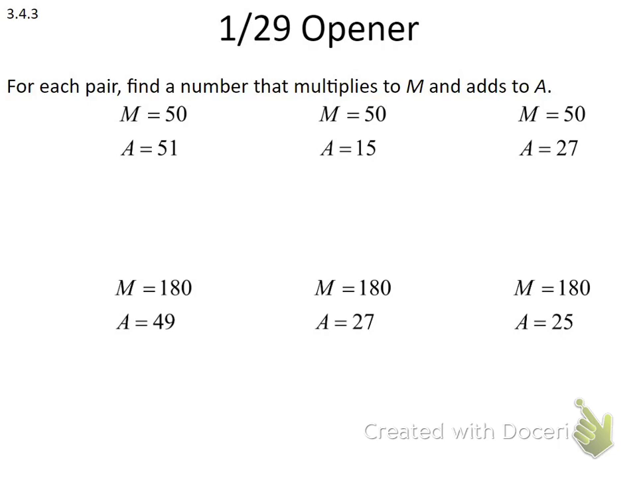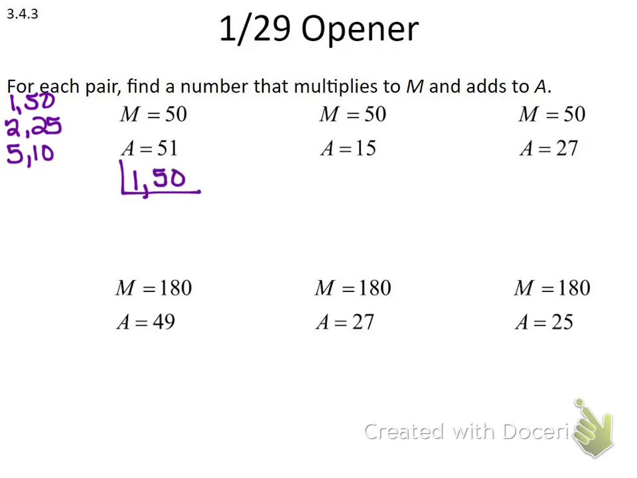That was the plan. For each pair, find a number that multiplies to M and adds to A. So if I'm going to find a number that multiplies to M and adds to A, what do I need to do first? Find the factors of 50. Okay, what are the factors of 50? 1 and 50, 2 and 25, and 5 and 10. Okay. Now, do any of these factors add up together to get 51? 50 and 1. So there's my answer, 1 and 50.